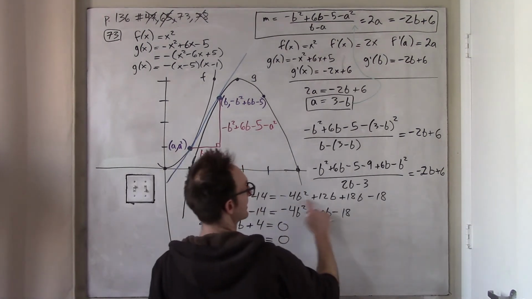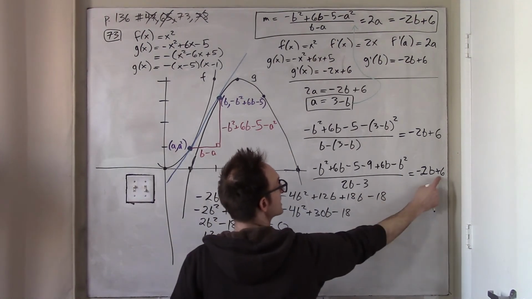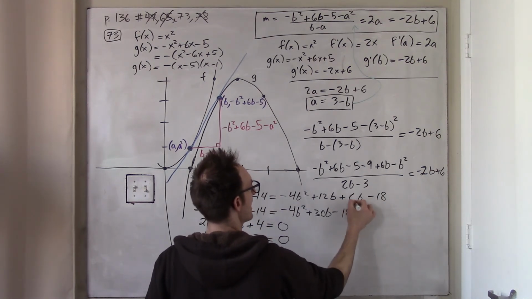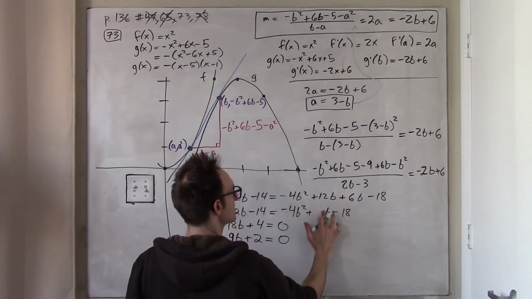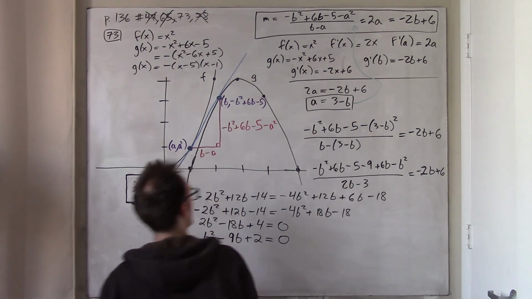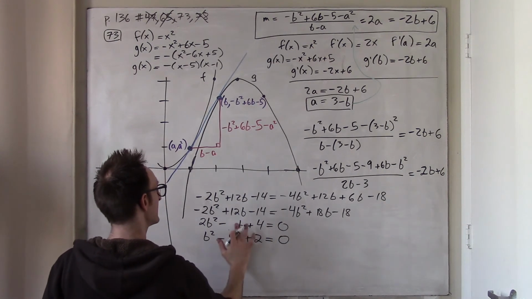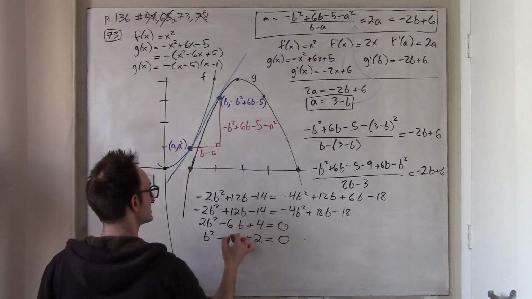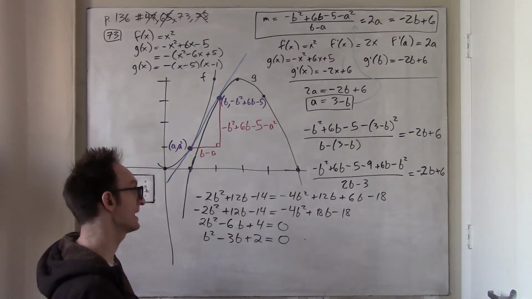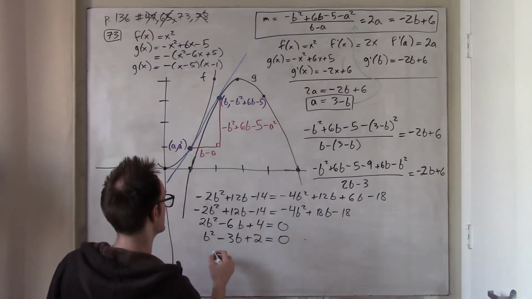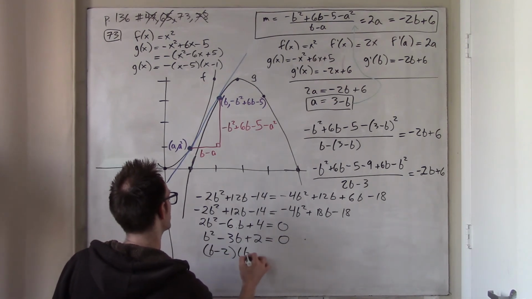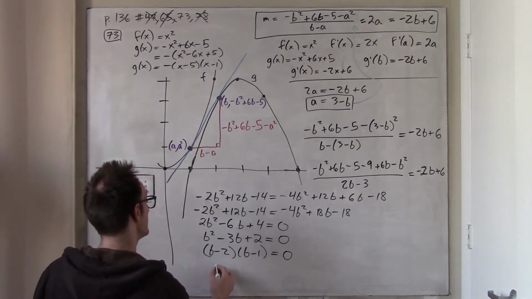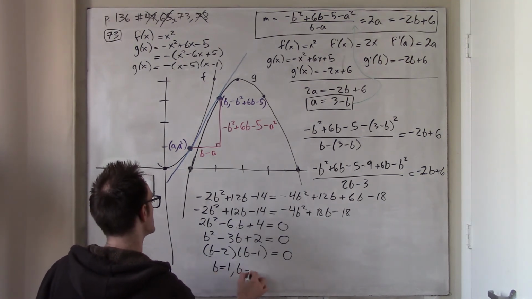I did something dumb here. Negative 4b squared plus 12b, but then plus another 6b. So I did it the slow way and then the fast way at the same time. So that should be 18b. So that should be minus 6b. And now this is minus 3b. Woo! Okay, that wasn't too bad. So what is this? This is (b minus 2)(b minus 1). And what do I find? That there are two options for b: b equals 1 and b equals 2.